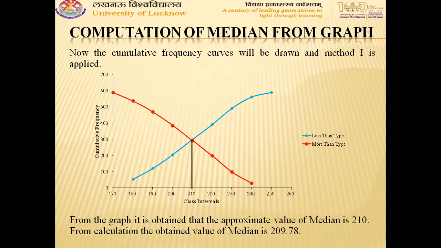That is, from the graph we can get an approximate idea about the median. However, if we calculate in a proper manner through the graph using scales and different things, then we will obtain the value of median exactly as 209.78.